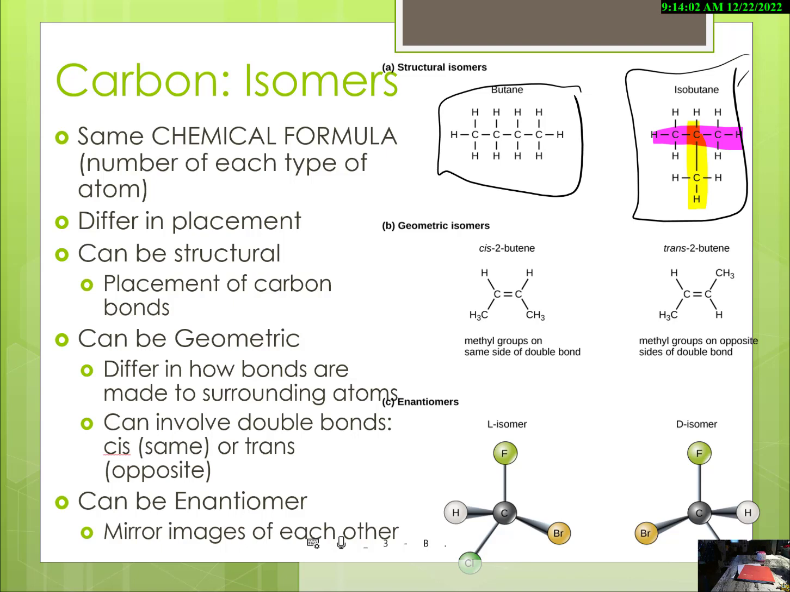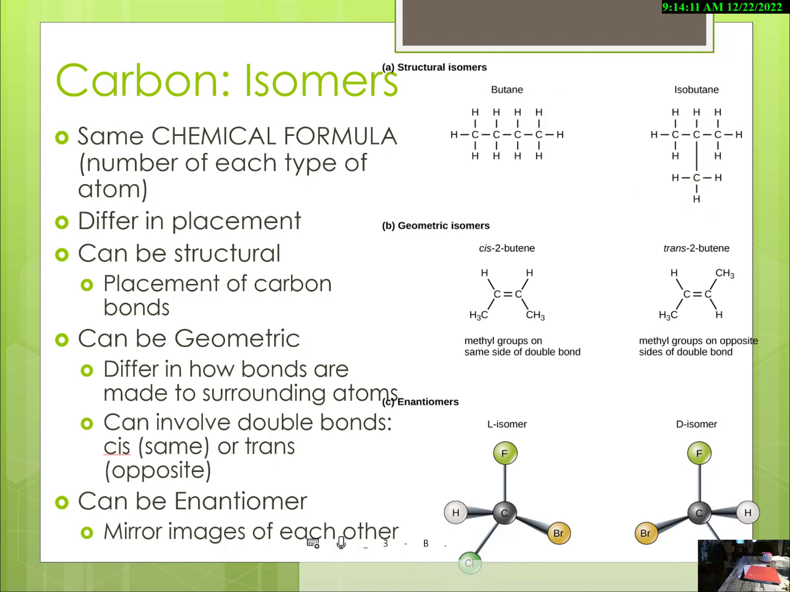But it has a lot of the same properties as butane does. So an isomer is something that typically has the same chemical formula. So here our chemical formula, which we haven't really talked about yet. Chemical formula just counts the number of each type of element and lists them out. So butane would be C4H10. And then over here, isobutane is still C4H10. But the placement is a little bit different.